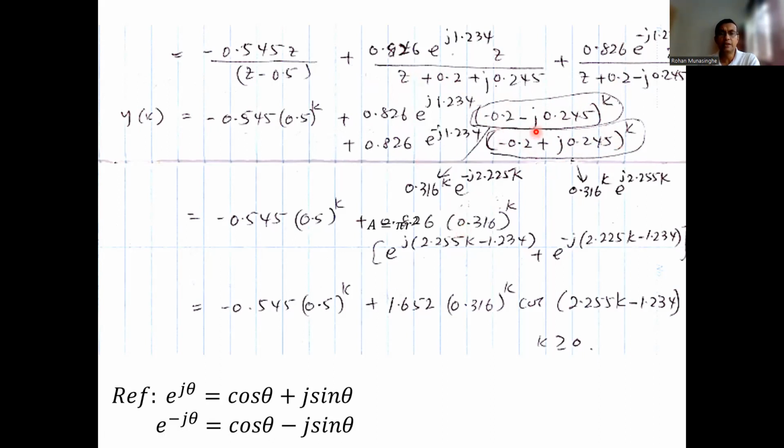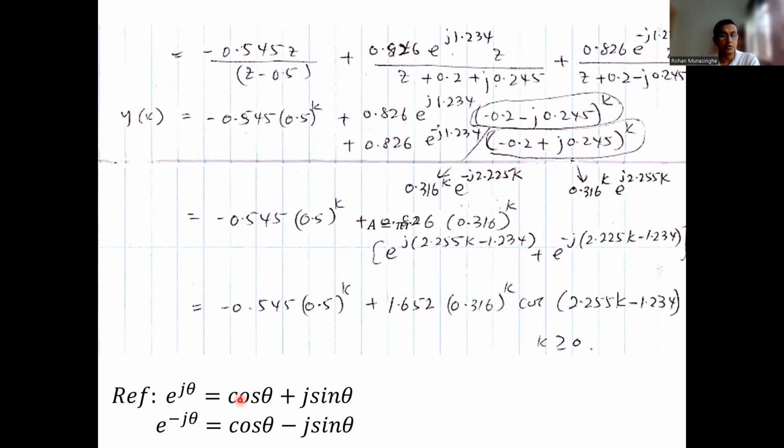What you do next is that you will see this 0.2 minus j 0.245 in the second term, right? And also minus 0.2 plus j 0.245 to the power k in the third term, right? This is one way of writing the complex numbers, okay? Real part and imaginary part. And there's an exponential format, we call the polar coordinate format of writing the complex numbers, right?